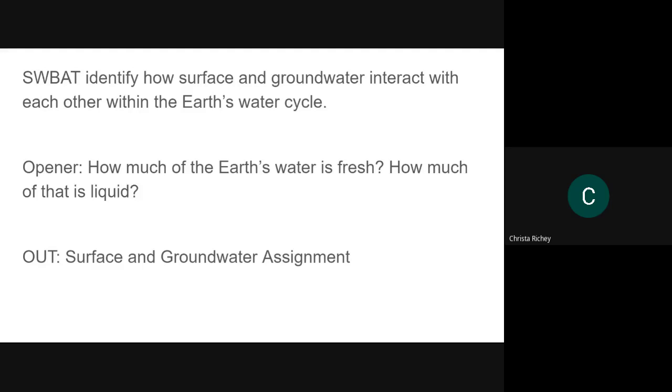Okay, so for today's opener, it says how much of the Earth's water is fresh, and then how much of that is liquid. Of water, okay, approximately 70% is salt. Of the 30% that is fresh, most of that is frozen. So of our water on Earth as a whole, only about 1% of our water is liquid and fresh. And we have to take care of all of our irrigation, drinking, cleaning, all of that stuff with literally 1% of Earth's water supply.